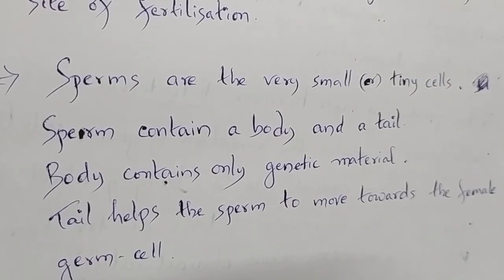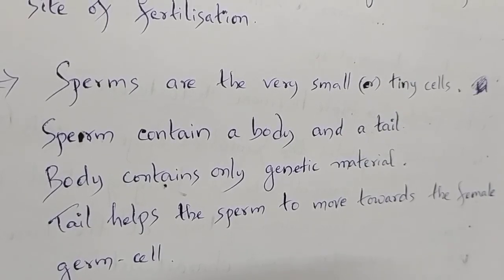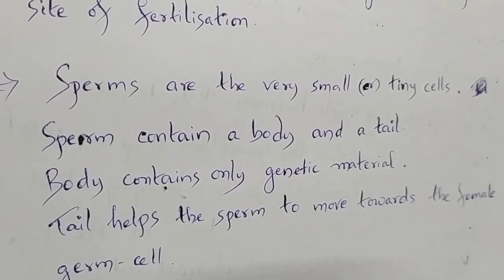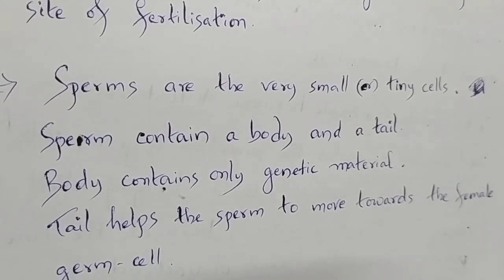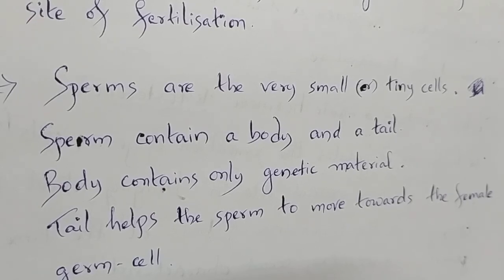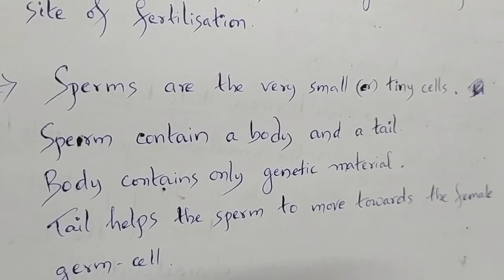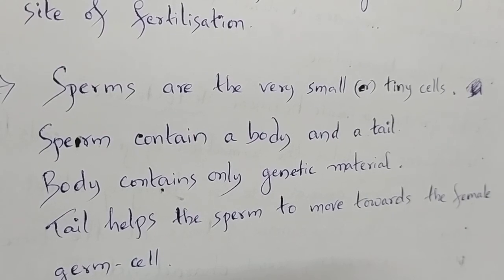Sperms are very small or tiny cells and they do not have a large structure like the egg cell. The egg cell is large. It contains all the necessary structural components for the initial embryo to be formed, whereas the sperm cell doesn't contain any such things. It contains a small body and a long tail. This body contains only genetic material. Nothing else is present.